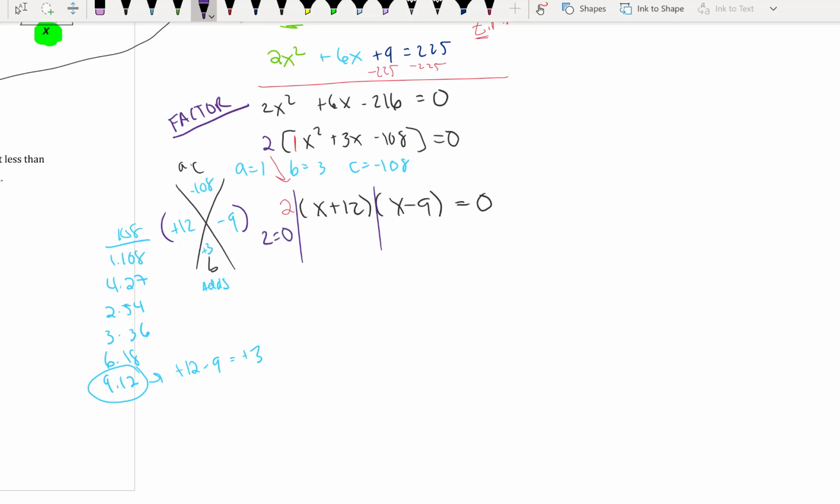So 2 is equal to 0, x plus 12 is equal to 0, and x minus 9 is equal to 0. So for this first one, where 2 is equal to 0, well, that can't happen. 2 can't be equal to 0, so that doesn't work. For this x plus 12, if I subtract 12 from both sides, I have that x is equal to negative 12. For the last one, x minus 9, if you add 9 to both sides, you would get your x is equal to a positive 9. So that is going to be your answer.